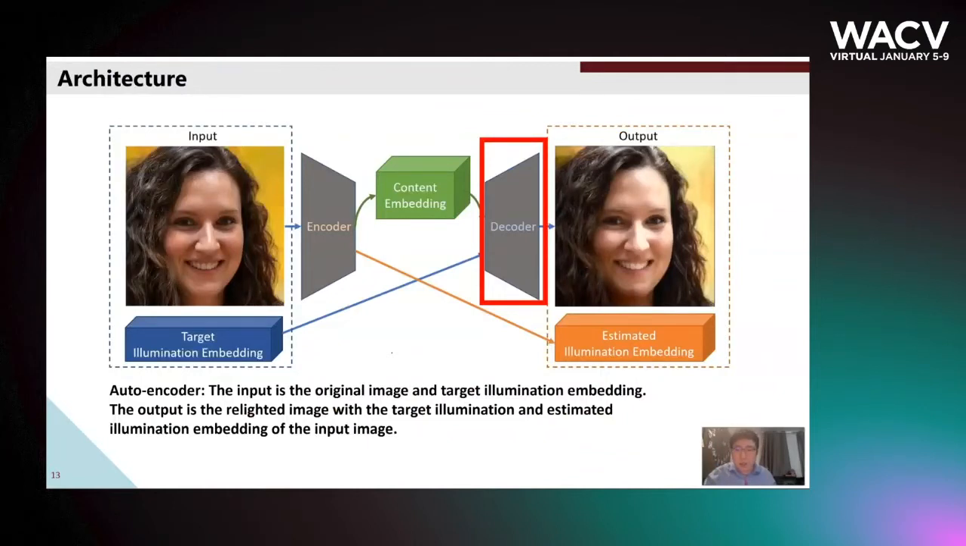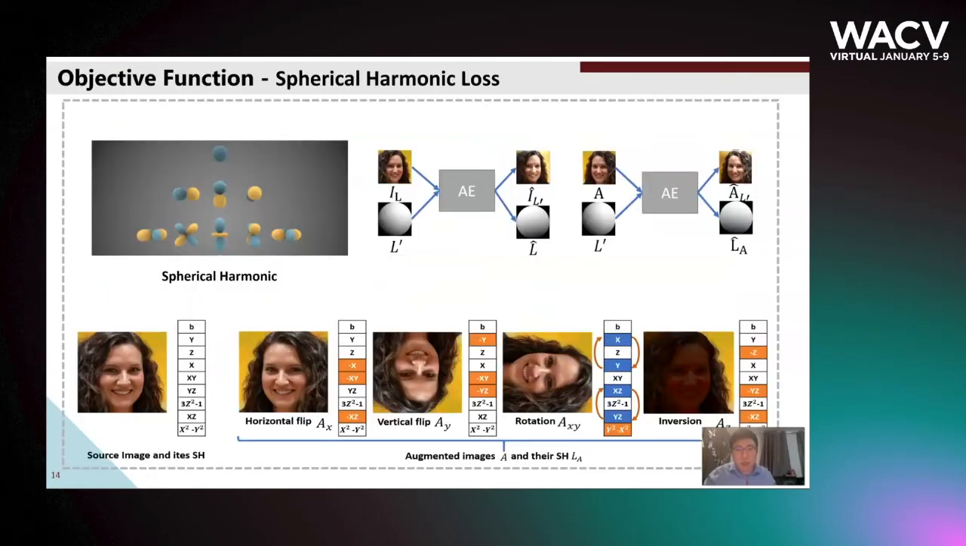The challenging thing is how to train this model without label information. Therefore, we propose a novel loss function. This is called the spherical harmonic loss. A spherical harmonic vector is a very special vector that can represent illumination with a limited number of elements. In this work, we use only a 9x1 vector to represent our illumination embeddings. Now, for calculating this loss.